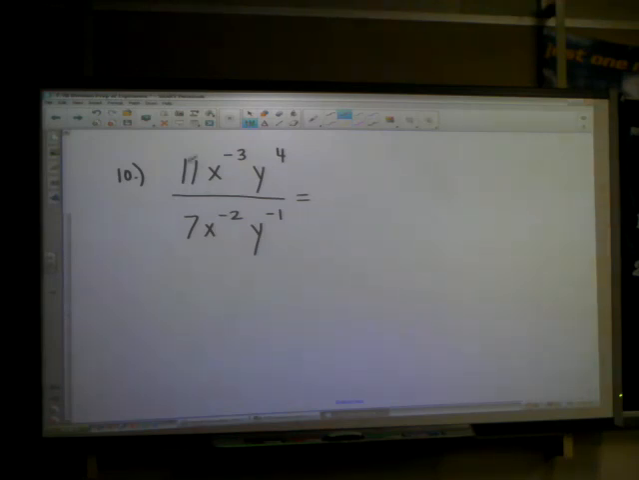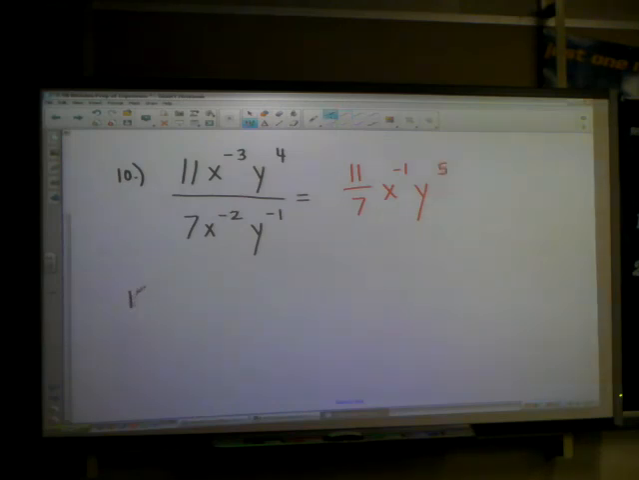Do a quick check. I've got 2 numbers. I've got both variables matching up, so I'm ready to start simplifying. Can we take 11 divided by 7? No, not super easily, so we'll just leave that. All right, let's see how we did on our subtraction. Negative 3 minus negative 2: negative 1. Nice job. And 4 minus negative 1: 5. Awesome.